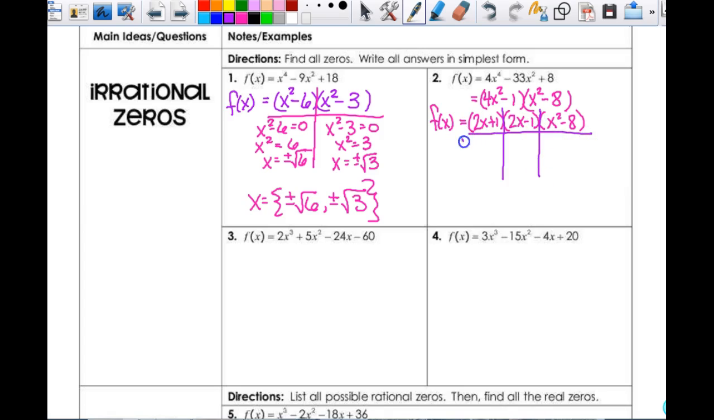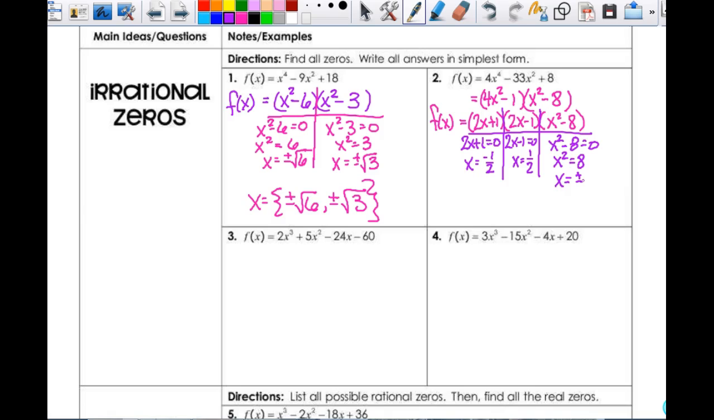So then I solve them, right? So I've got 2x plus 1 equals 0, which means x equals what? Negative 1/2. And then 2x minus 1 equals 0, so x equals 1/2. And then x squared minus 8 equals 0. So x squared equals 8. What does x equal? Plus or minus?